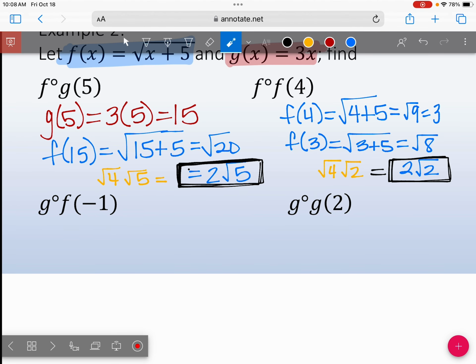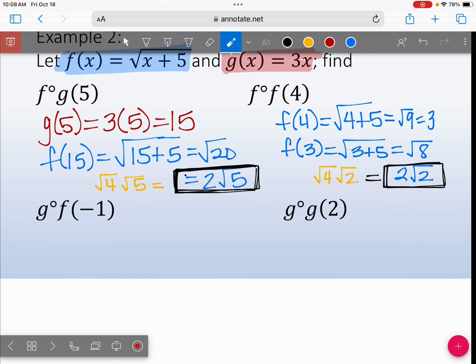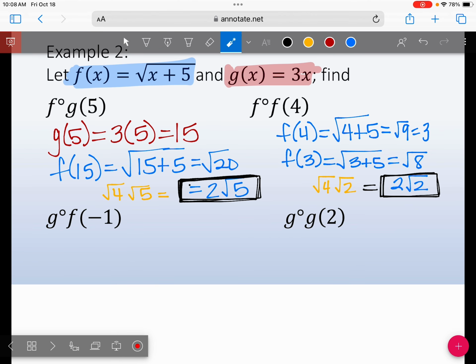So the function closest to my input is -1. And the f function is closest to my input. So I'm going to start with my f function. And when I use my f function, I'm substituting -1 into our function here. So when we find f of -1, I get the square root of -1 plus 5, which is the square root of 4, and that is 2.